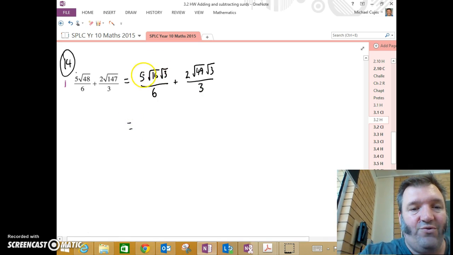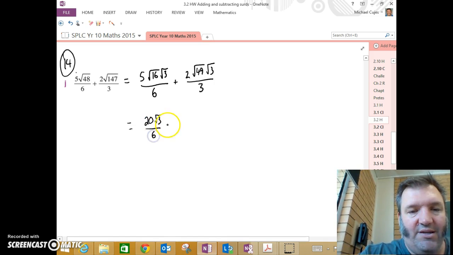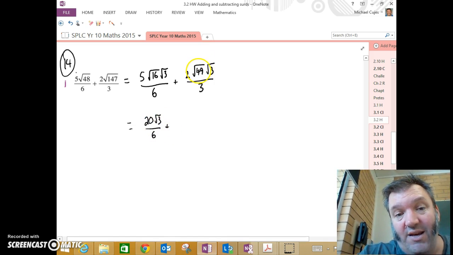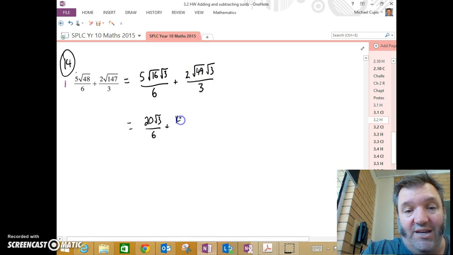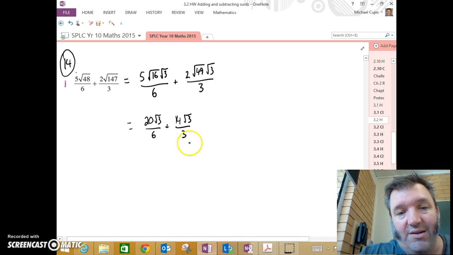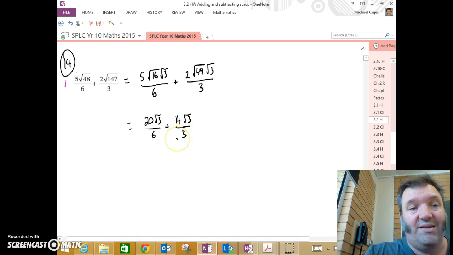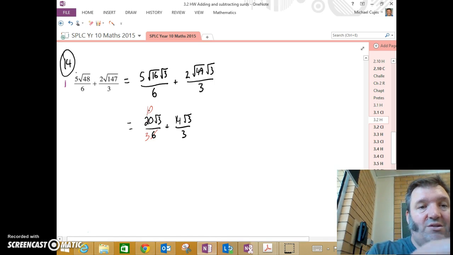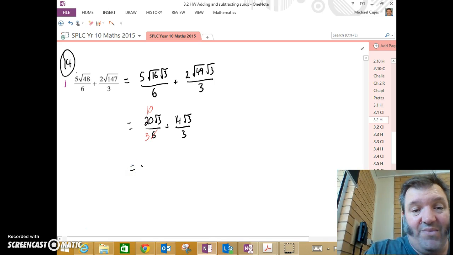Now, root 16, that's 4, so I've got 5 by 4, I've got 20 root 3 divided by 6. Root 49 is 7. 2 7s are 14 root 3 divided by 3. Now, before you go ahead and start doubling this one to get the denominator being 6, have a look at what we've got on the left-hand side there. Even number divided by an even number. 2 goes into 6 3 times. 2 goes into 20 10 times. So I can do a little bit of cancelling, and now I've got a common denominator of 3, which makes my life easier.